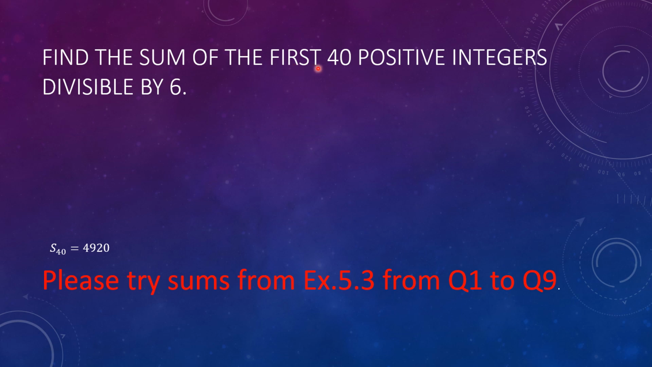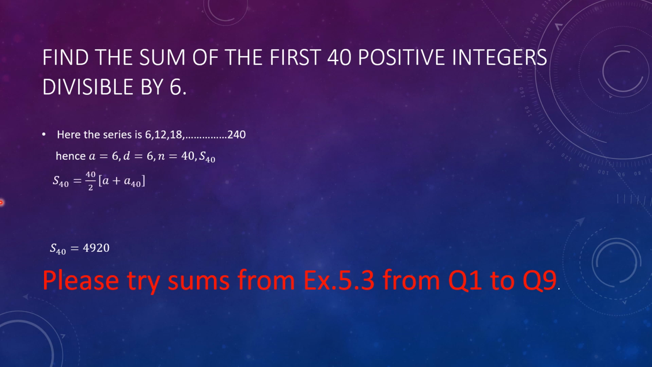Find the sum of first 40 positive integers divisible by 6. What's the first natural number that is divisible by 6? 6. What's the 40th number? It will be 6 times 40, that is 240. So I know the series. I know n is given as 40, A is given as 6, D is given as 6. I want to find S40. So again I'll apply the formula of Sn, substitute the values, and I'll get the answer.